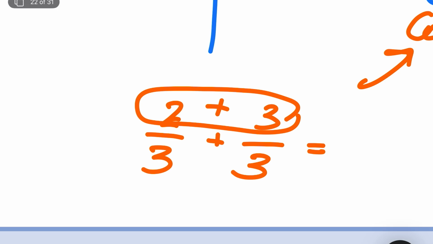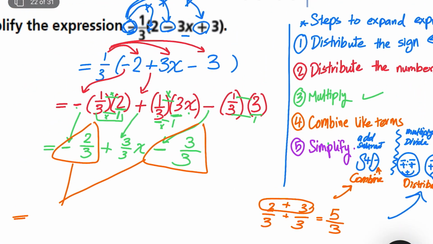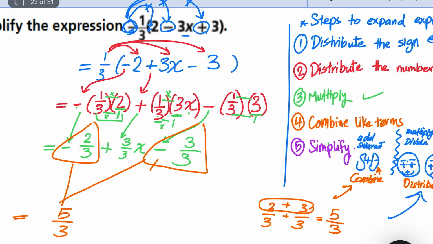2 plus 3 is 5. And we keep the same denominator, 3. Okay? So it's going to be 5 over 3. Which sign? Of course, the greater value, which is negative. And since this one has nothing to be combined with, I'll just write it as it is.